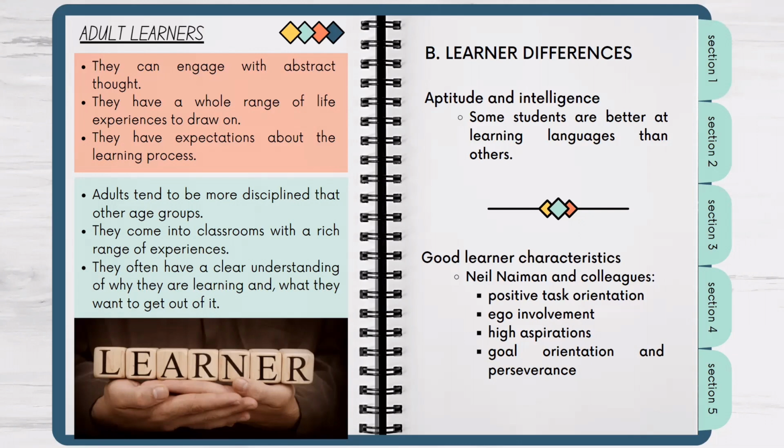If we can narrow down a number of characteristics that all good learners share, then we can perhaps cultivate these characteristics in all our students. Neil Naiman and his colleagues included a tolerance of ambiguity as a feature of good learning, together with factors such as positive task orientation, ego involvement, high aspirations, goal orientation, and perseverance.